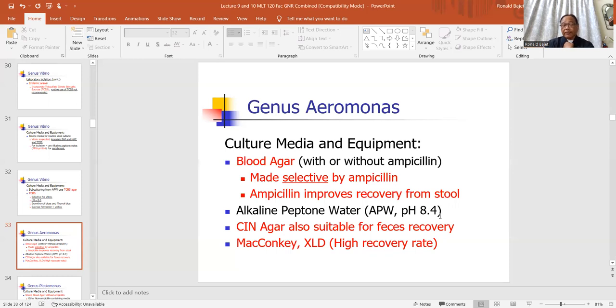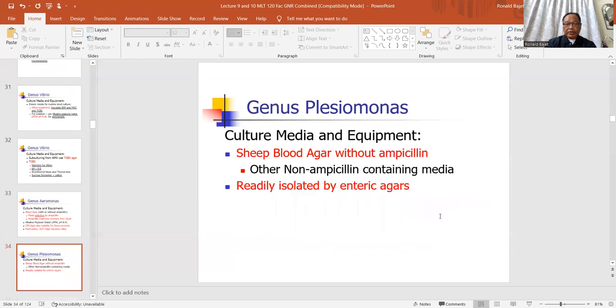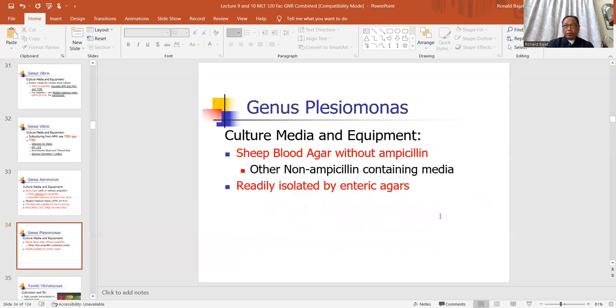Similar to Vibrio, alkaline peptone water can be used for enrichment. CIN agar is also suitable for feces recovery. And then other media include MacConkey and XLD for high recovery rate. But make sure you know, Aeromonas likes a blood agar plate enriched with ampicillin. Okay, ampicillin, Aeromonas.